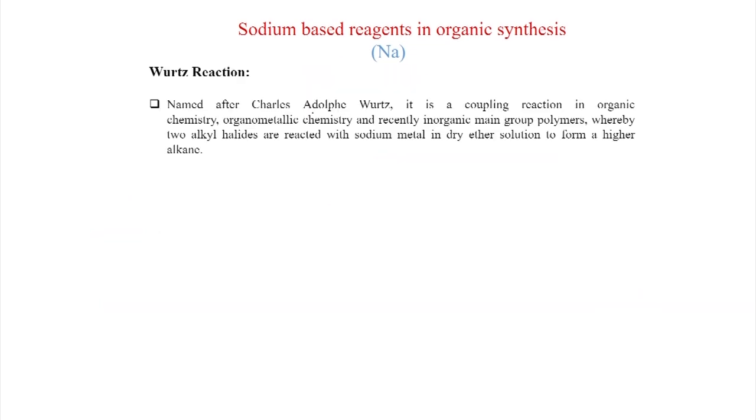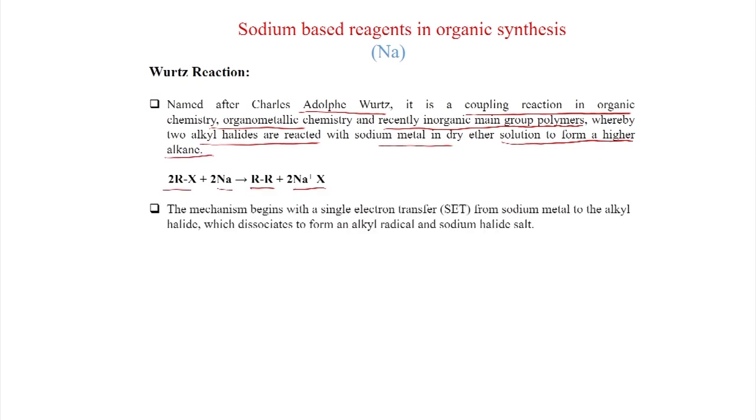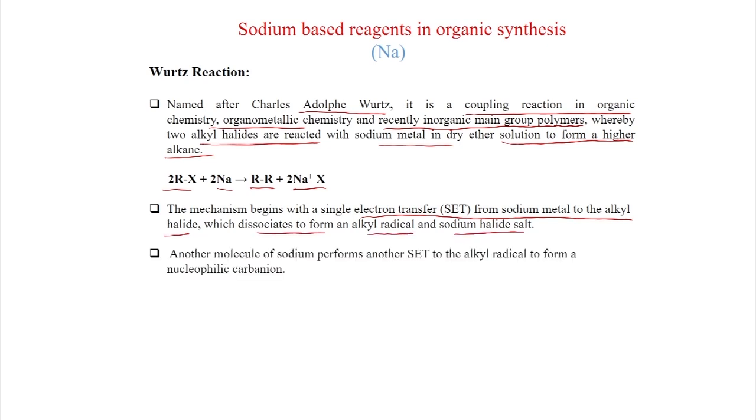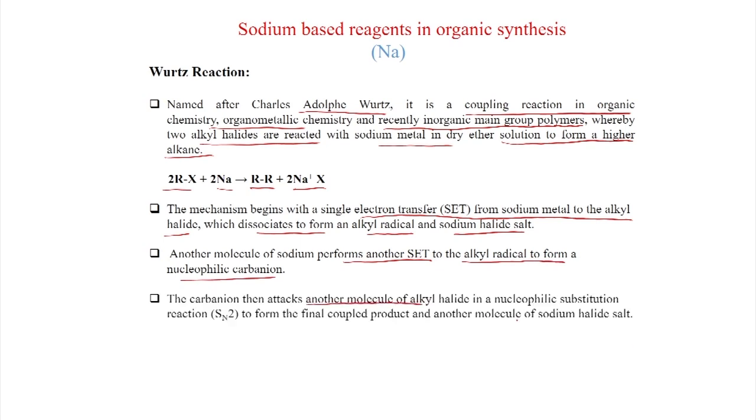The Wurtz reaction, named after Charles Adolphe Wurtz, is a coupling reaction in organic chemistry, organometallic chemistry, and recently inorganic main group polymers. Two alkyl halides are reacted with sodium metal in dry ether solution to form a higher alkane. So here 2RX plus 2 sodium gives R-R plus 2 NaX. The mechanism begins with a single electron transfer from sodium metal to the alkyl halide, which dissociates to form an alkyl radical and sodium halide salt. Another molecule of sodium performs another single electron transfer to the alkyl radical to form a nucleophilic carbanion. The carbanion then attacks another molecule of alkyl halide in a nucleophilic substitution reaction to form the final coupled product and another molecule of sodium halide salt.